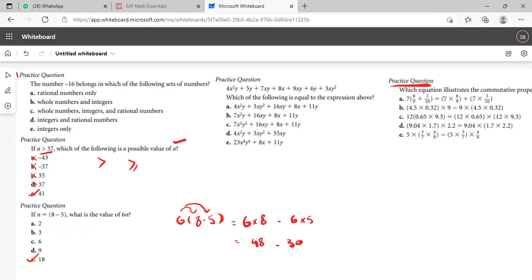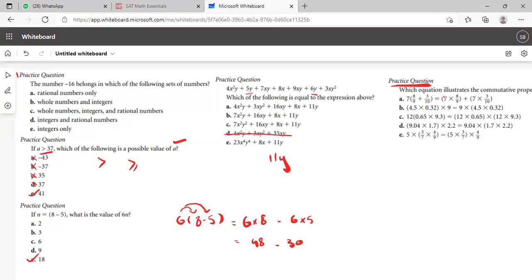Okay. Let's talk about this one now. 4x squared plus 5y plus 7xy plus 8x plus 9xy plus 6y plus 3xy squared. So we have a long expression and we need to simplify it. For simplifying, first we have to see which terms are like terms. This 5y and 6y are like terms. So 5y plus 6y would be 11y. Now this has 11y, this has 11y, this has 11y, this has 11y. Only this option does not include 11y, so we are simply going to cross it.